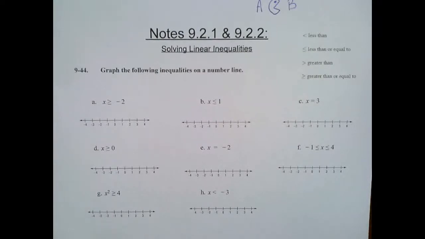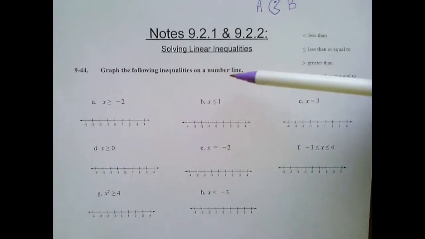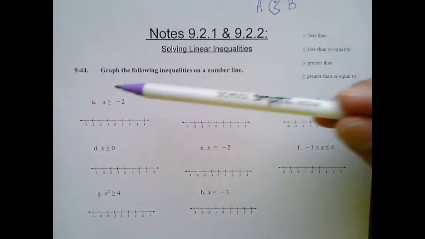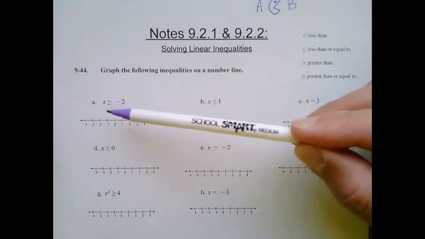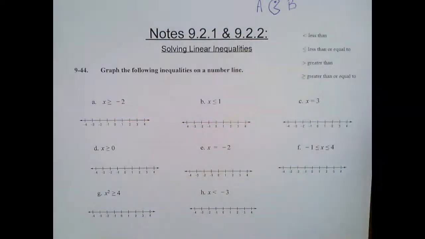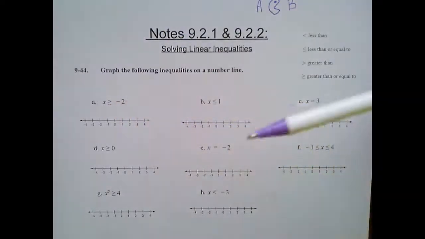So what is the first thing we need to do? In 9-44, we need to graph these inequalities on a number line. So what does that mean? Well, let's read what we have here. We have X, and then the Pac-Man is facing the X, so X is greater than or equal to -2. Now, we do know that X can be any number, but we're strictly saying it's any number that's bigger than or equal to -2. So how would you graph it?